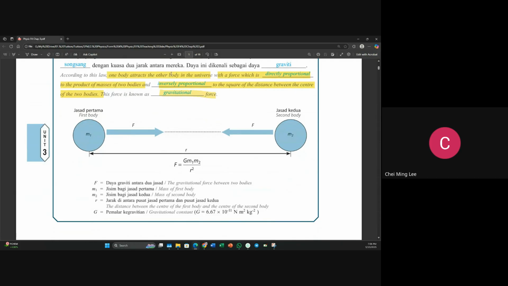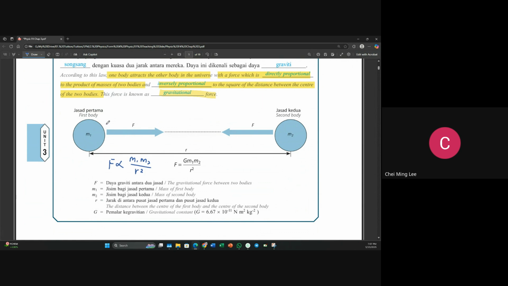When one body attracts another body in the universe with a force which is directly proportional to the product of the masses of the two bodies and inversely proportional to the square of the distance between the centers of the bodies, it is called gravitational force. What he's trying to say is actually F is directly proportional to M1, M2, and inversely proportional to R squared. This is what this whole thing is trying to say.